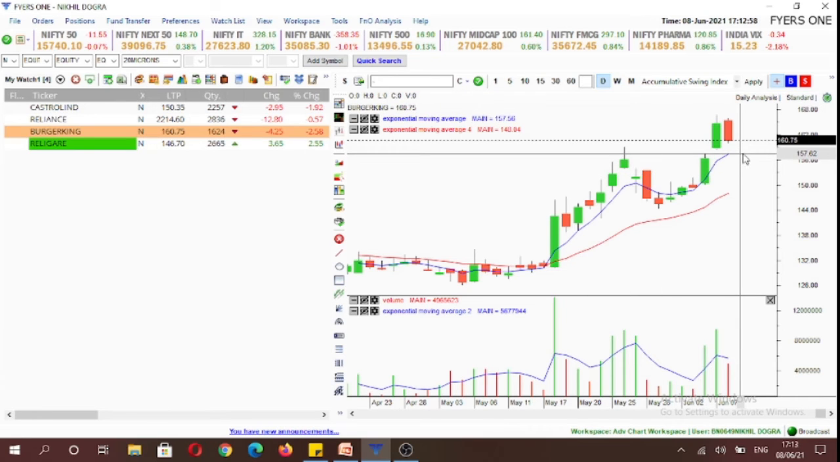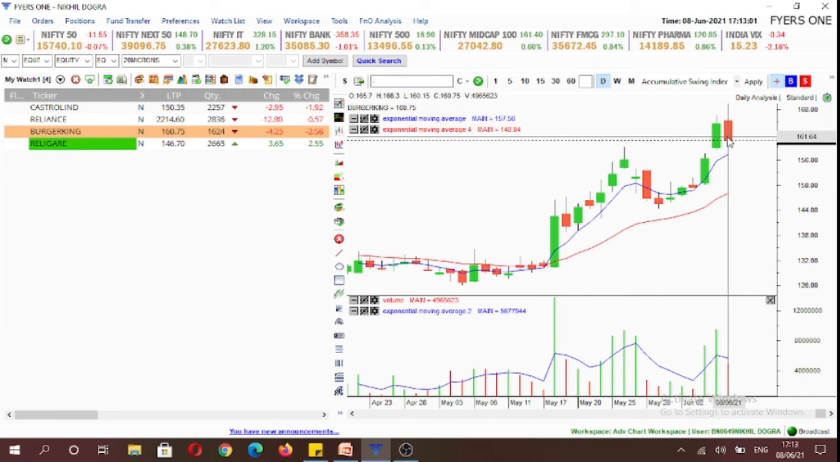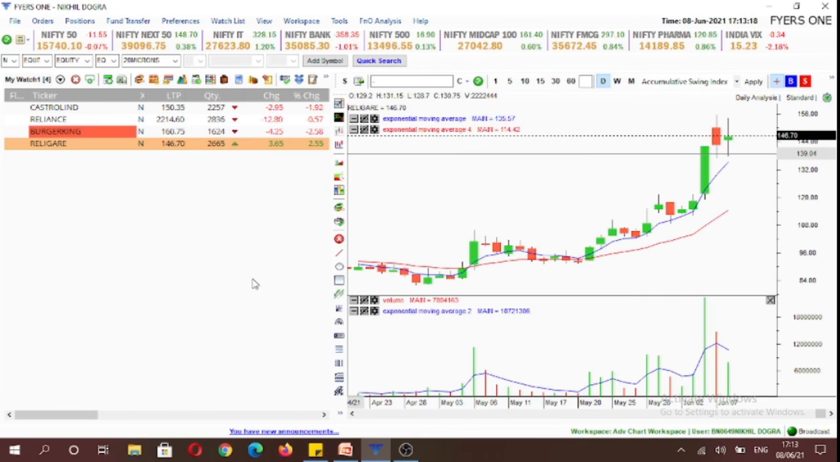Anyways, for buying opportunity, we can buy Burger King above 166.4 level with a normal position size, or we can look for selling opportunity below 160 with half our normal size. And our last stock is Religare. It is again in an uptrend, and today it formed an inside candlestick. So we'll look for buying opportunity above 154.8 with normal size, and a shorting opportunity below 137.9 levels with half a normal size. So inside candles, they are formed when there is an equilibrium between both the buyers and the sellers, and we would be looking to establish position if either side of the range breaks.